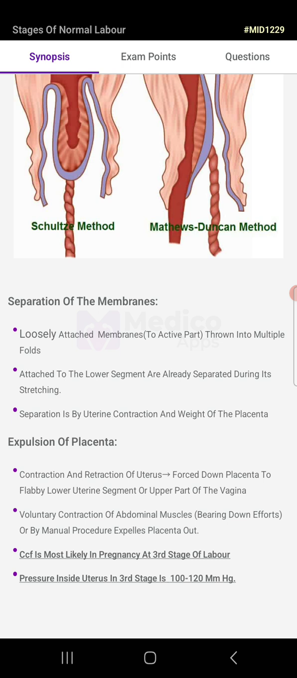CCF is most likely in pregnancy at the third stage of labor. Pressure inside the uterus in the third stage is 100 to 120 mmHg.